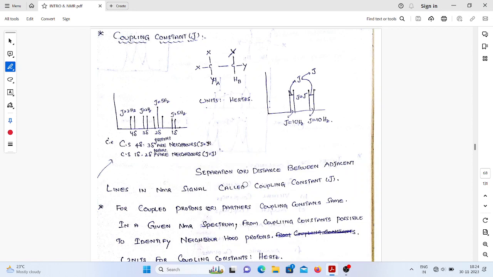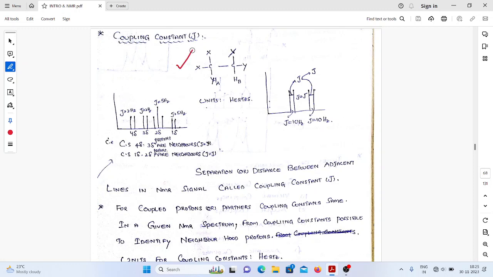Let's discuss the next topic, that is coupling constant. In the previous class we had a discussion on spin-spin coupling and the multiplicity of NMR signals, right? Whenever we have non-equivalent sets of protons, then what happens? Coupling takes place between those protons and it can lead to the splitting of the signal.